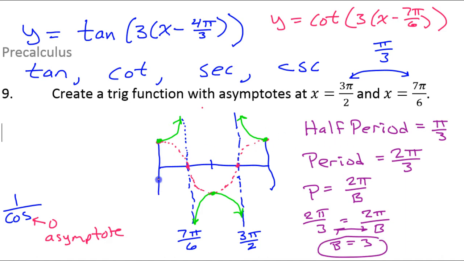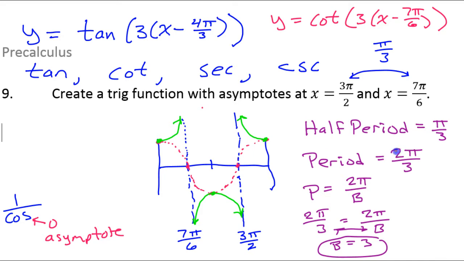This mark over here at the beginning is whatever that is, that's the phase shift, because this is the beginning of this period that we're sketching. So that's going to be the phase shift, this mark right here. Every one of these marks represents a quarter of the period.